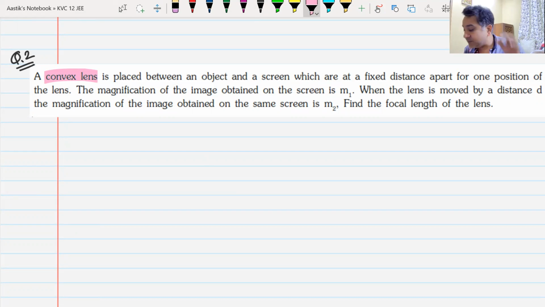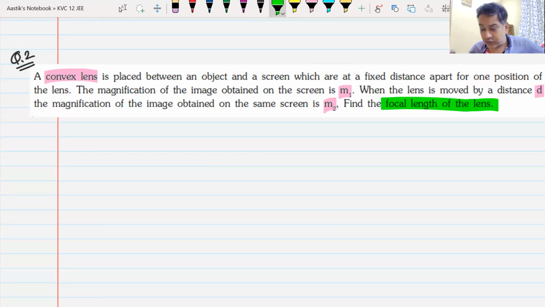A convex lens is placed between an object and a screen which are at a fixed distance apart from one position of the lens. Fixed distance. The magnification of the image formed on the screen is M1. When the lens is moved by a distance D, the magnification is M2. In first case, the magnification is M1. In second case, the magnification is M2. Find the focal length of the lens. You know much more than what you require. Take your time, solve the question, stay happy.